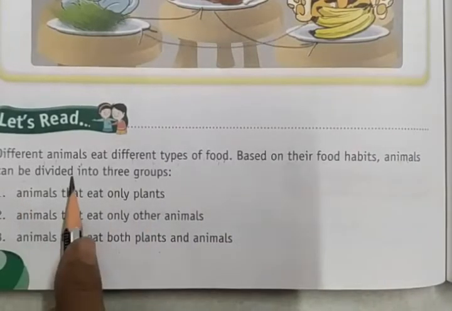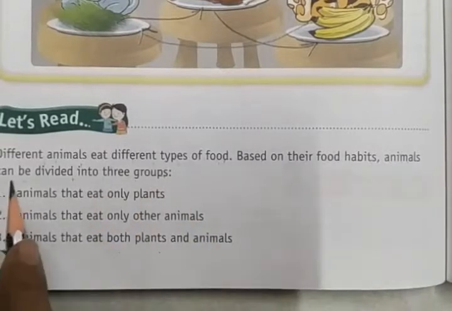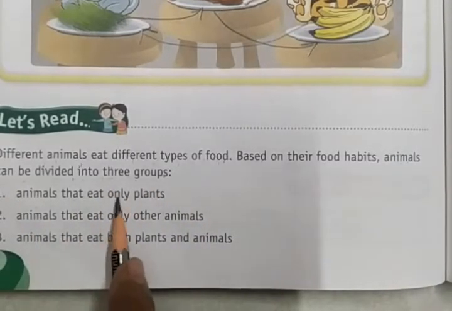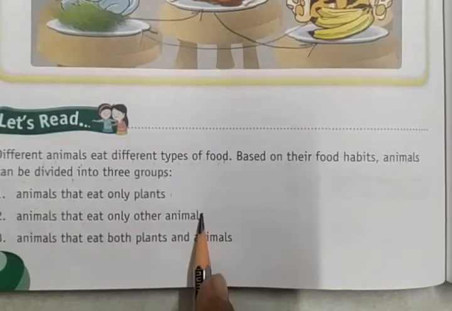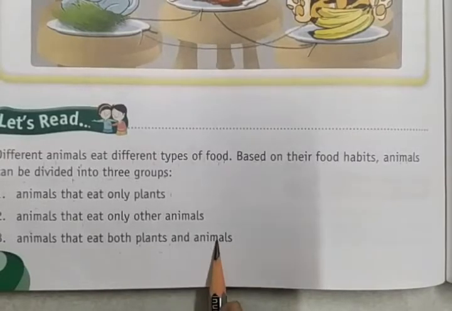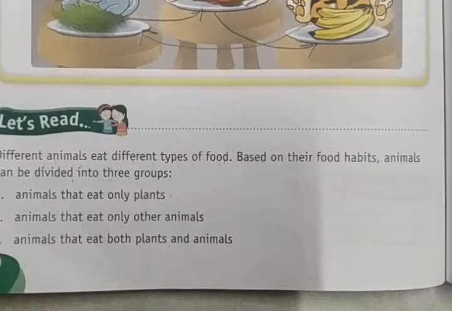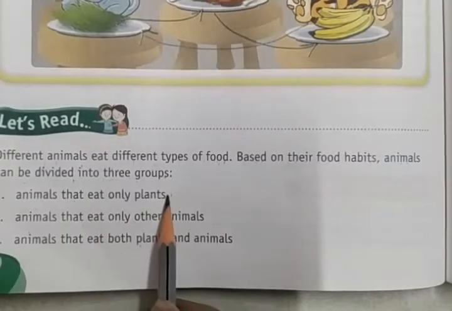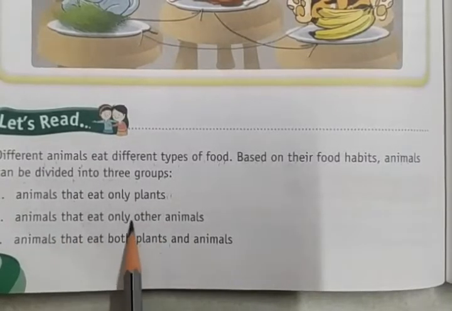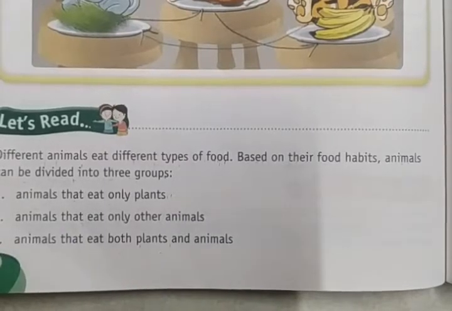Animals can be divided into 3 groups. Animals that eat only plants, animals that eat only other animals, and animals that eat both plants and animals. These are the 3 different eating habits of the animals.